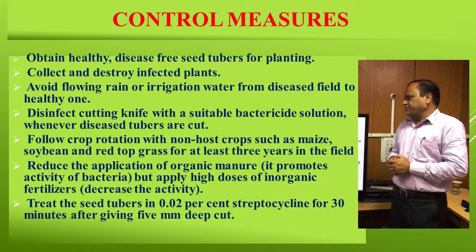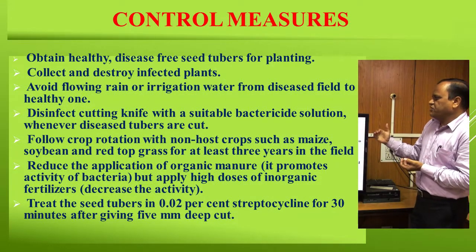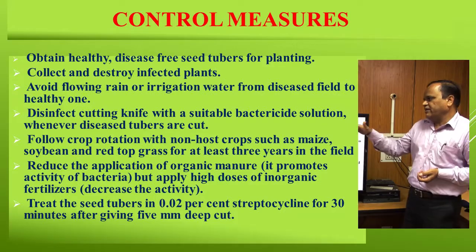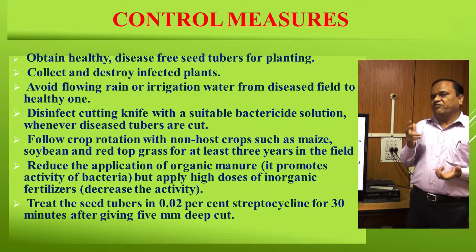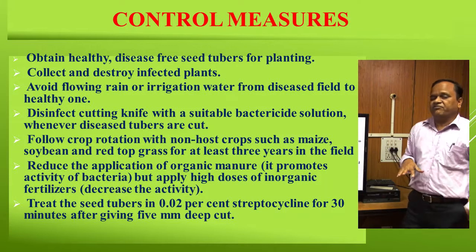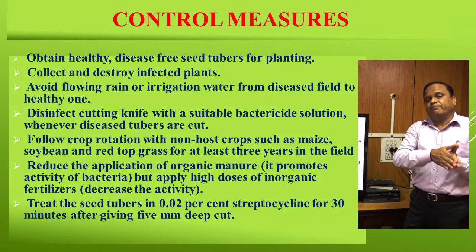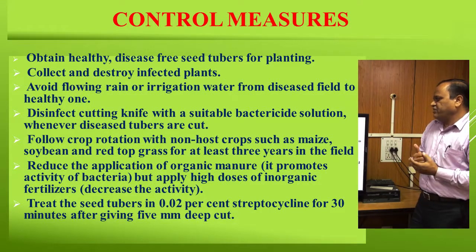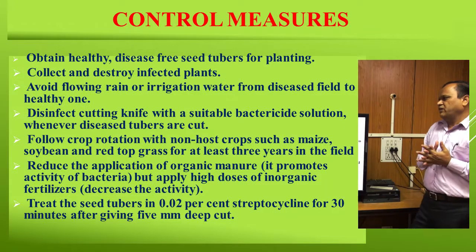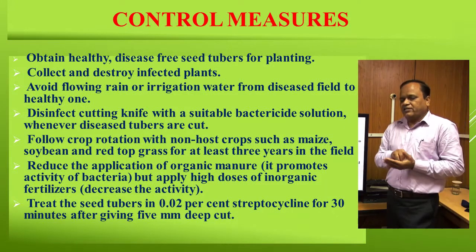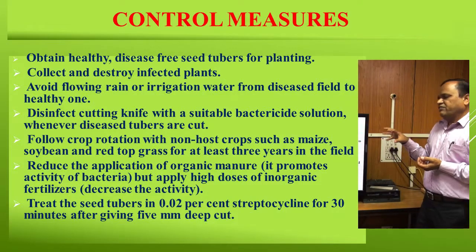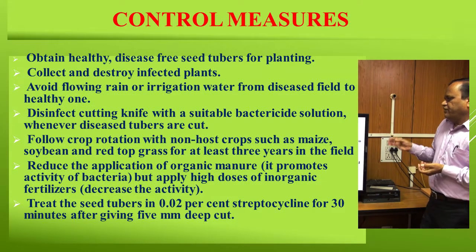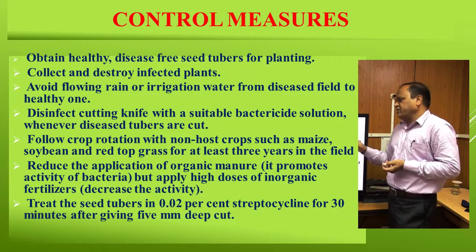Now the control measures. Obtain healthy, disease-free seed tuber for planting. It is always advisable. Collect and destroy infected plants. Avoid flowing rain or irrigation water from a diseased potato field to another healthy potato field. Disinfect the cutting knife with a suitable bactericide solution. So this is caused due to bacteria. So always disinfect the knife that you have used to cut the tuber with the bactericide solution whenever diseased tubers are cut.